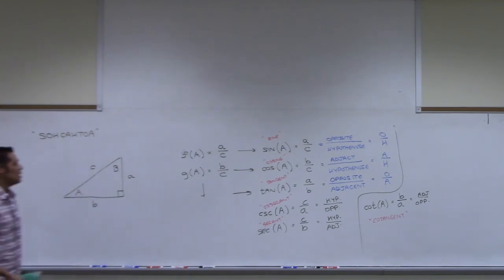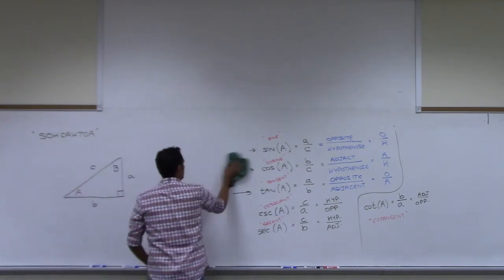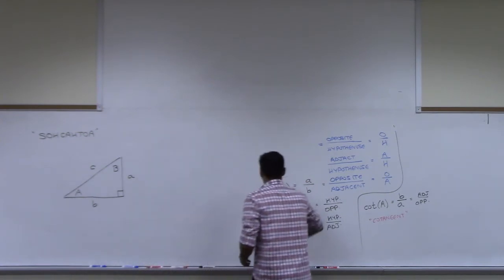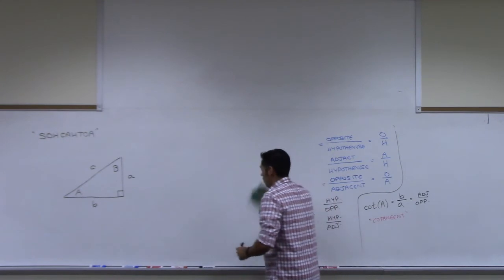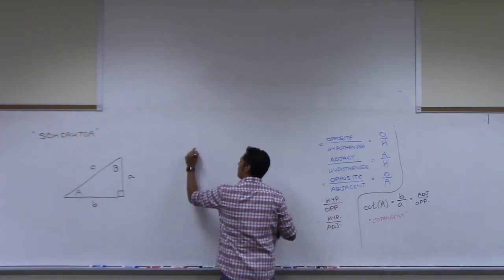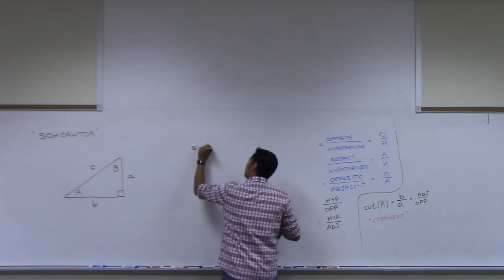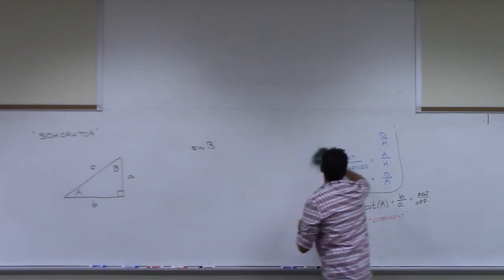All right, so I have a question for you now. Now that we've defined these 6 functions, can anybody tell me, in terms of this triangle right here, what sine of capital B is?